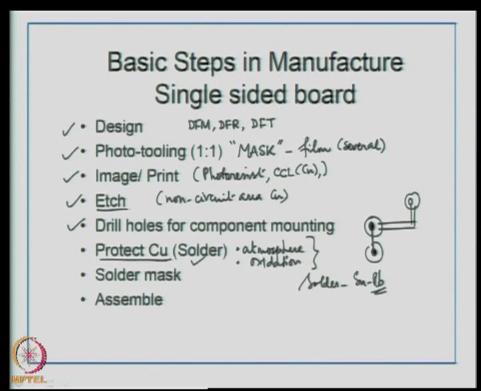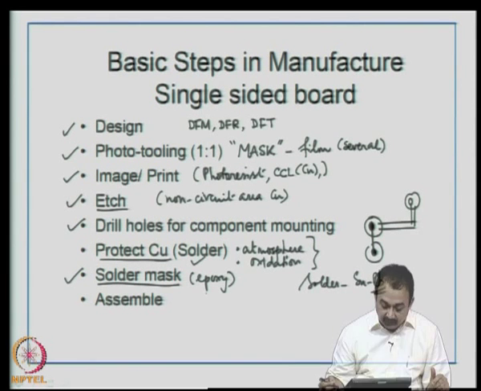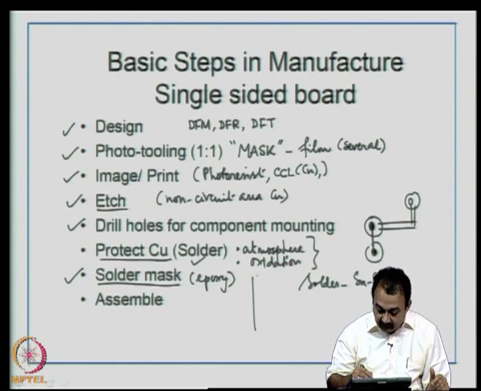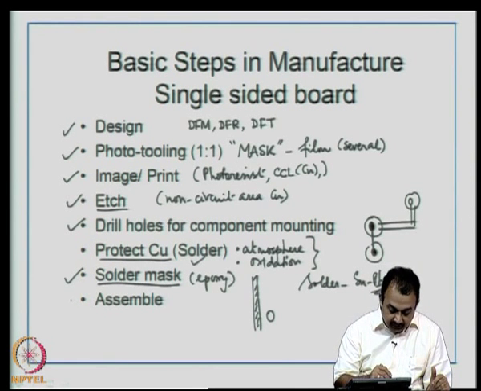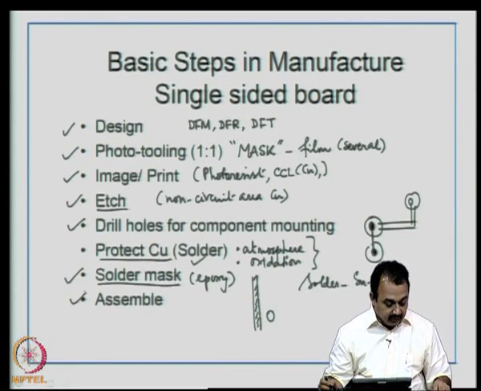Now, we can also protect the board by using a solder mask material. I told you this is an epoxy resin, and this material is basically used to protect two adjacent tracks or a track and a pad close together and so on. So, the space between tracks is basically covered with a solder mask material. Now, this board is ready for assembly.